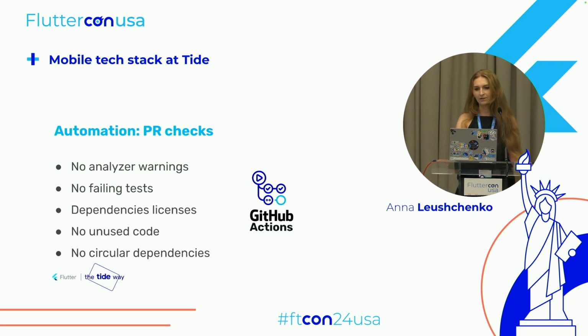And we have many additional actions implemented. Just to name a few, we have to check whether new third-party libraries have appropriate licenses. We also check whether the PR does not introduce new unused code or unused dependencies, and for example, that there are no new circular dependencies being introduced. And once again, this is where Melos tool really comes handy. Overall, we aim to automate as many checks as possible, but at the same time, they have to take a reasonable amount of time.